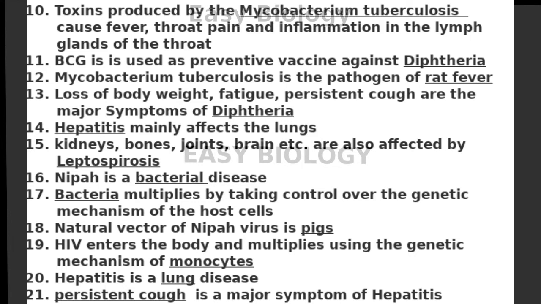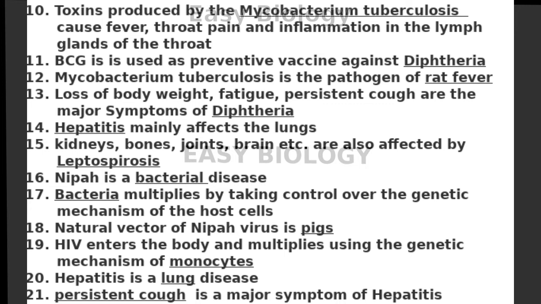Question number 10. Toxins produced by the Mycobacterium tuberculosis cause fever, throat pain and inflammation in the lymph glands of the throat. Here the underlined portion is Mycobacterium tuberculosis and that is wrong. The answer is: the toxins produced by the Corynebacterium diphtheriae cause fever, throat pain and inflammation in the lymph glands of the throat.